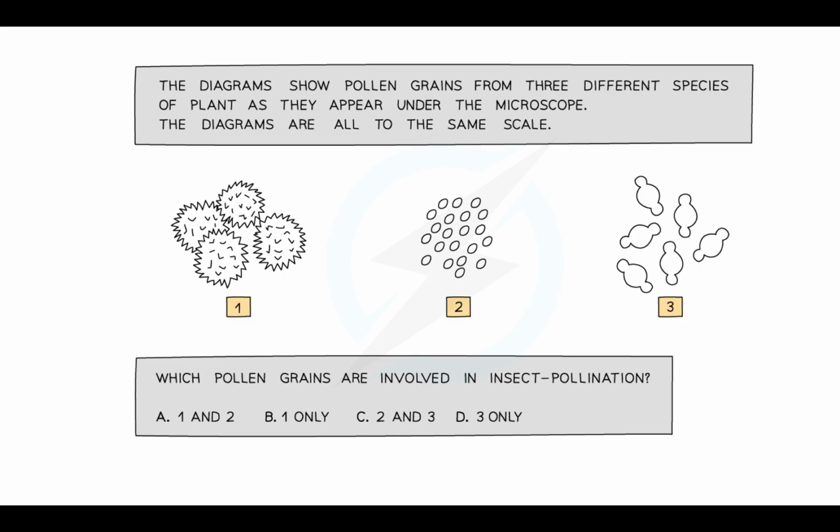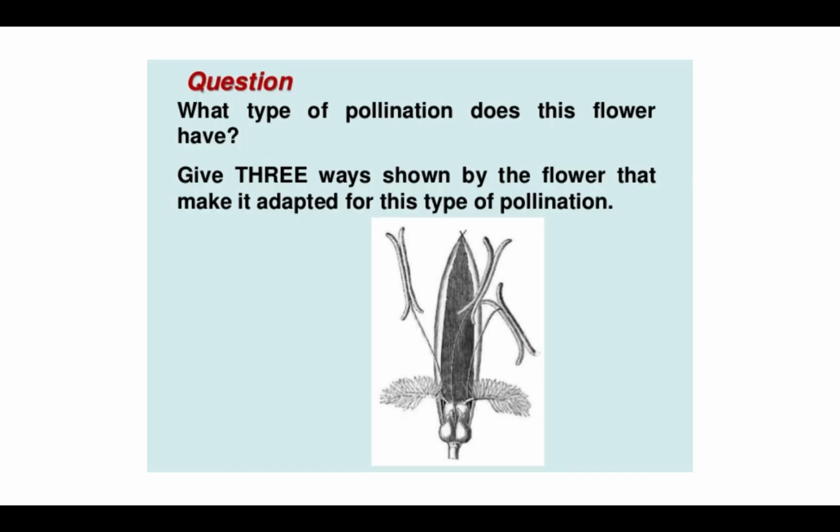So test yourself. The diagrams show pollen grains from 3 different species. The diagrams are all to the same scale. Which pollen grains are involved in insect pollination? Another question: what type of pollination does this flower have? Give 3 ways shown by the flower that make it adapted for this type of pollination.